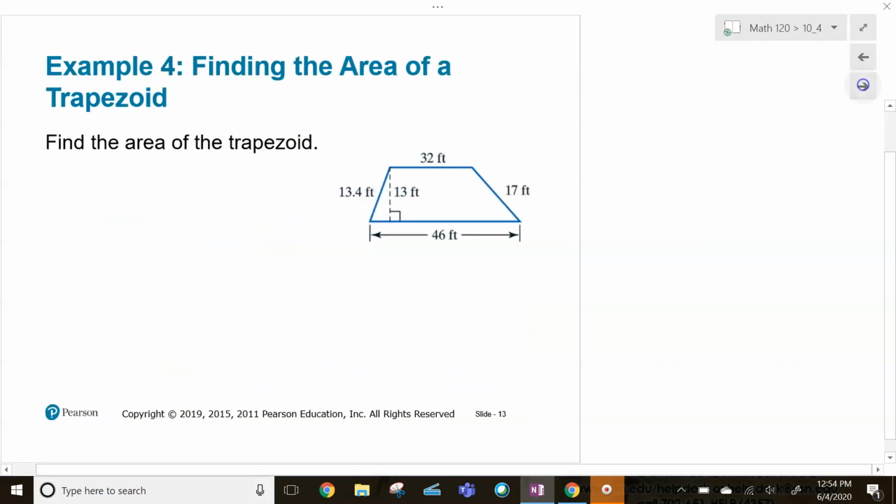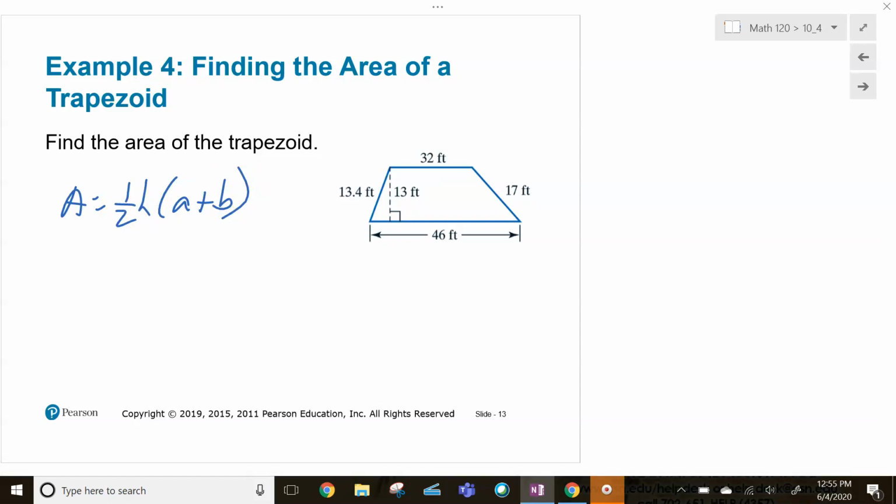So let's do one right here. 1/2 the height and A plus B. Now remember, A and B are your parallel bases. So here's your A and your B, or vice versa. The 32 and the 46 are the A and the B, the parallel sides. And then who's your height here? Is it 13.4, 13 feet, or 17 feet? Well, it's the perpendicular, so there's your height, 13 feet.